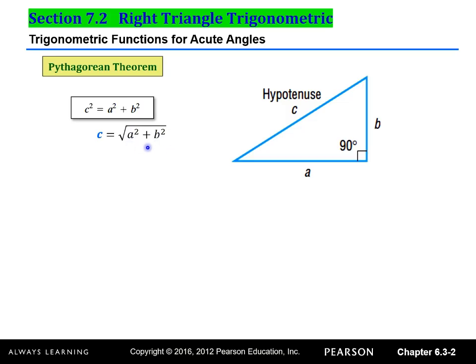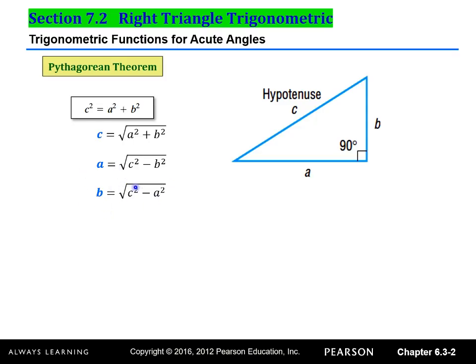And if you want to find a, one leg of this right triangle, this is equal to the square root of c squared minus b squared. You will start with the square of the longest side, or the square of the hypotenuse, minus the square of the other leg. And if you want to find the other leg, which is b, this is equal to the square root of c squared minus a squared.